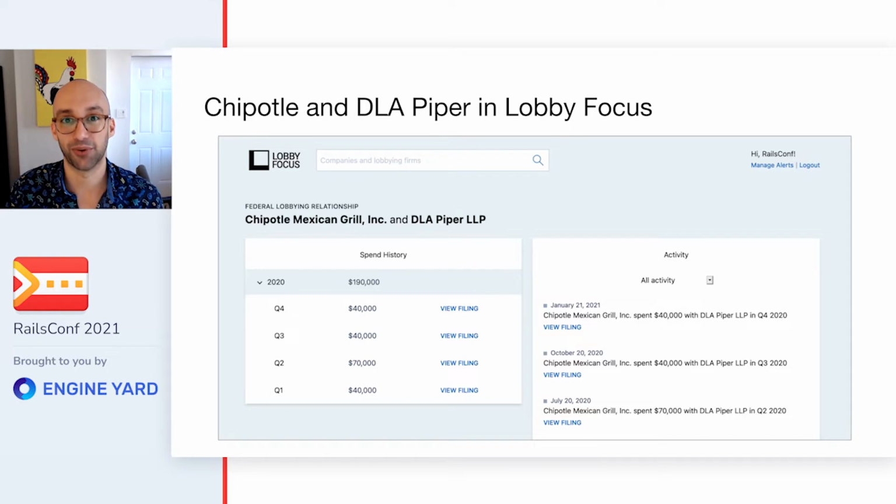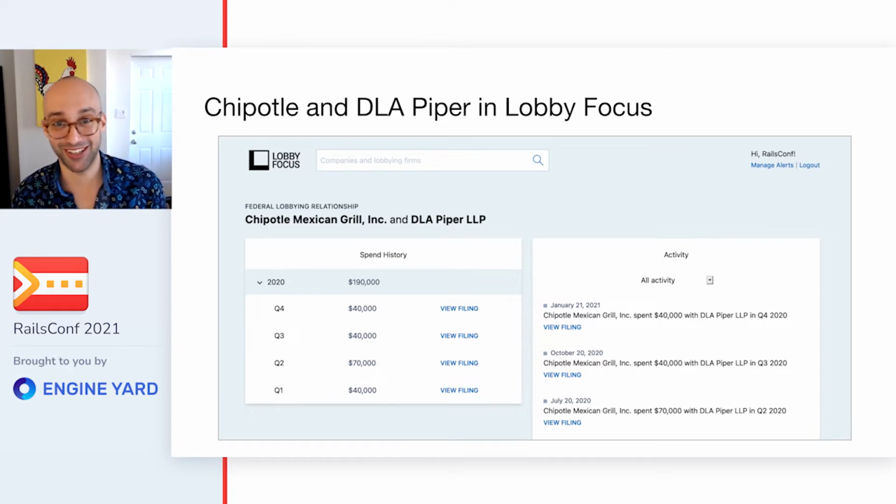This is an example of what the relationship between Chipotle and DLA Piper looks like in Lobby Focus, which is an app that I made on my side time that consumes this open lobbying data and makes it presentable in an app that you can search and browse and index and click around, stuff like that. You can see that Chipotle paid DLA Piper about $190,000 in 2020, and you can see all of the quarterly filings here. You might be wondering, what is Chipotle lobbying about?